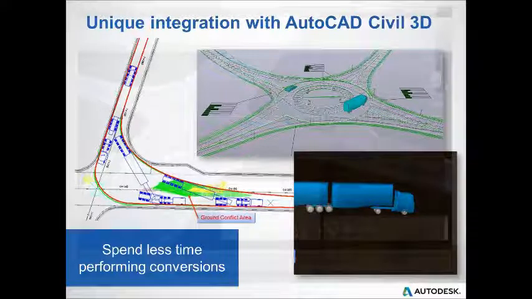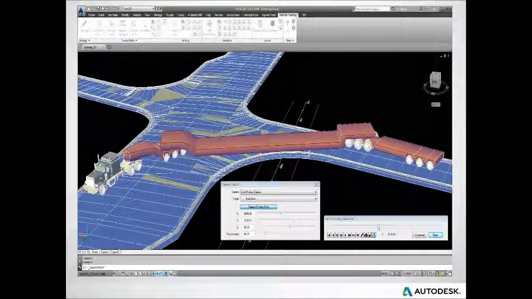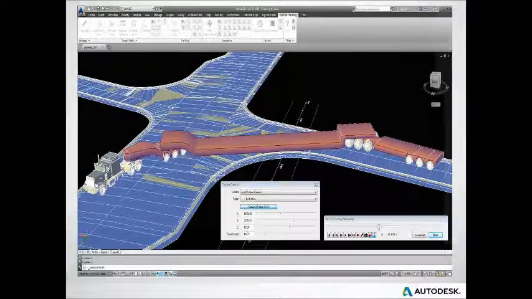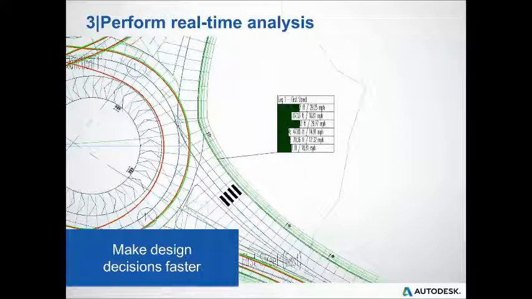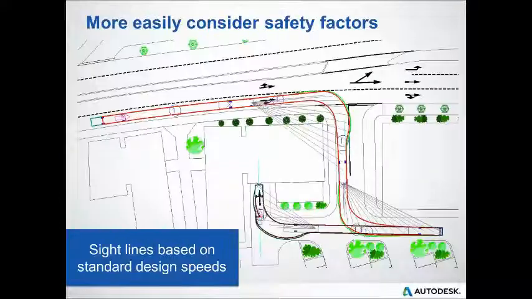And then, of course, again, being able to animate, we'll take a look at that. And then performing real-time analysis based upon my radiuses for each leg, miles per hour in terms of my design speeds. So being able to make these design decisions faster and able to perform real-time analysis. Easily considering safety factors, sight distance, sight lines based upon design speeds. We have all that functionality that we can utilize also with Autodesk Vehicle Tracking.